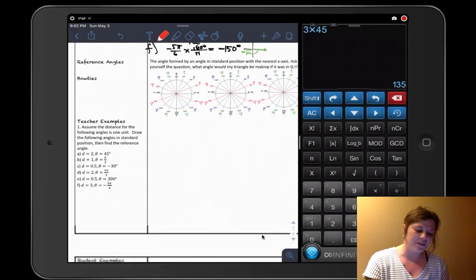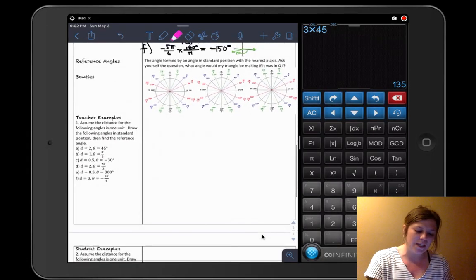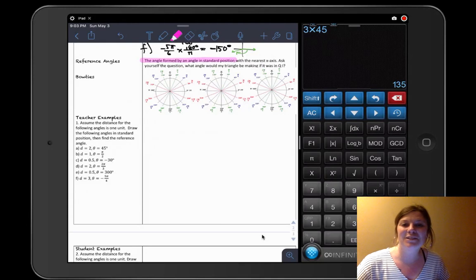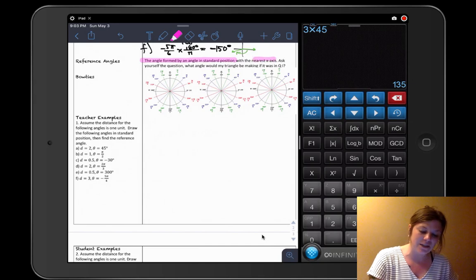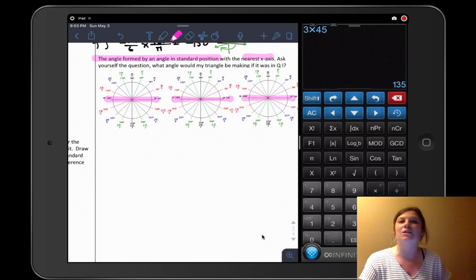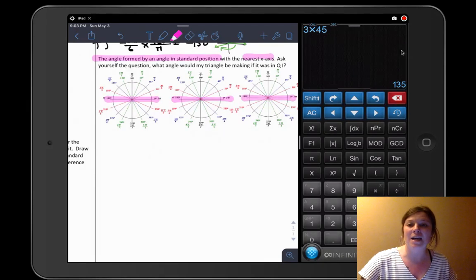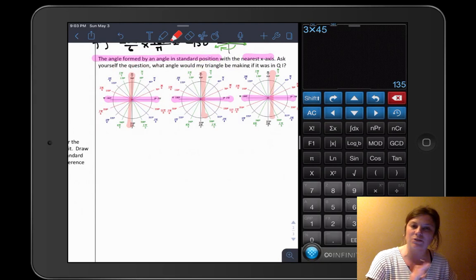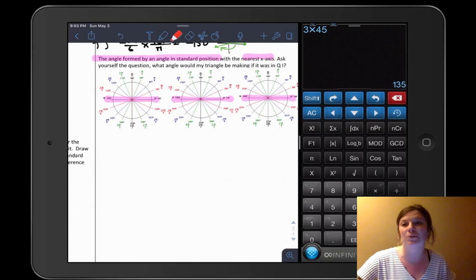So reference angles: it's the angle that's formed by an angle in standard position. We just learned how to do standard position. And then you go down to the nearest x-axis. Now remember that the x-axis is this pink axis that I am highlighting here. That's really important that you remember. Reference angles have nothing to do with the y-axis, so just ignore the y-axis completely. Reference angles only have to do with the x-axis.